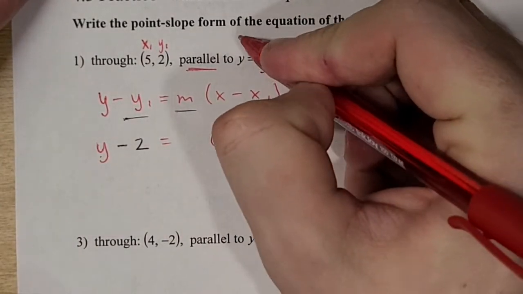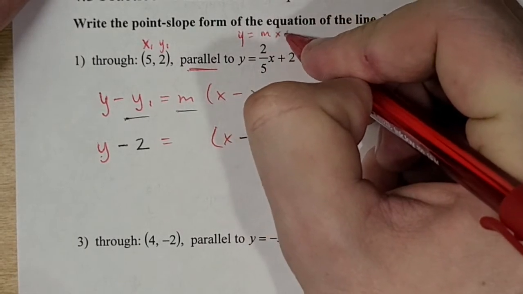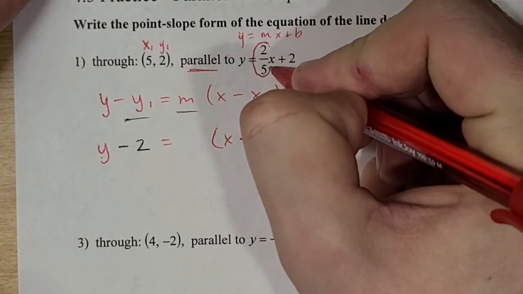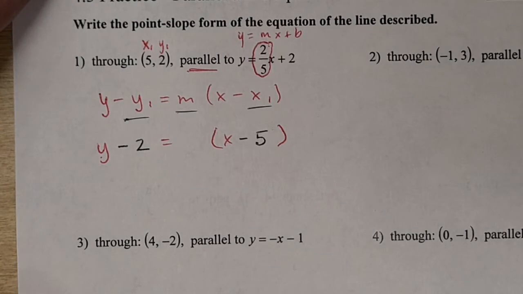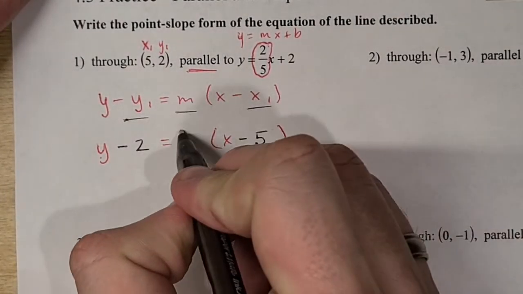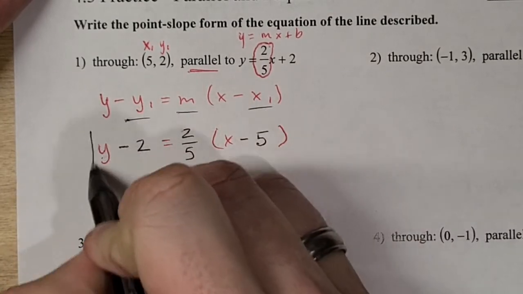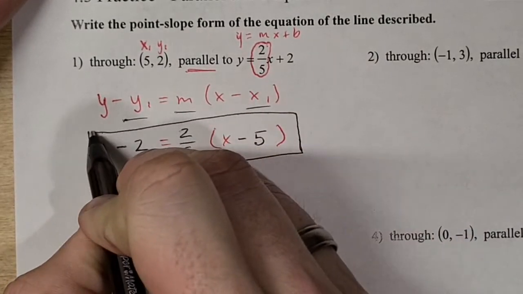This is slope-intercept form. y equals mx plus b, meaning the slope is literally right there just waiting for you. So if this line has a slope of 2/5, a parallel line will also have a slope of 2/5, and I'm done. That's my answer.